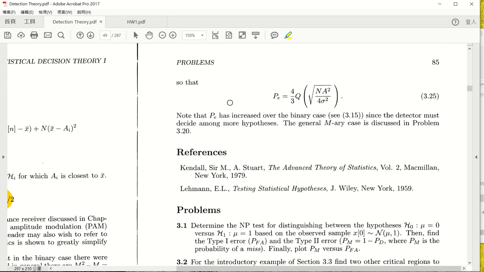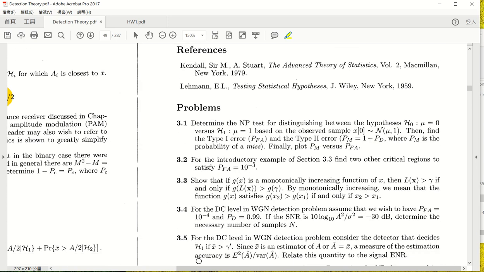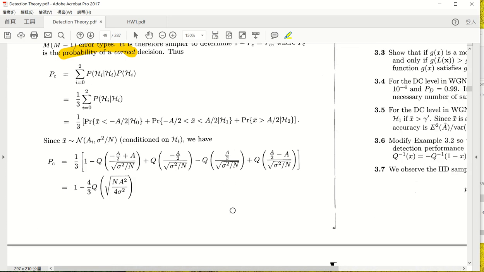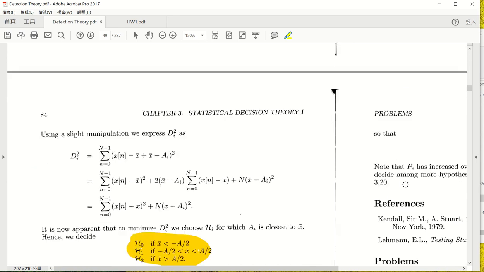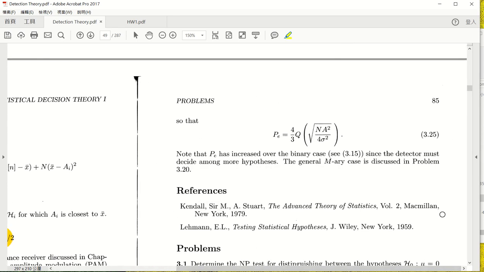Because the outcome has only two cases: one is correct, one is incorrect, which means error. So if you use 1 minus PC, you get PE. So we're at page 85. You get PE equal to this.